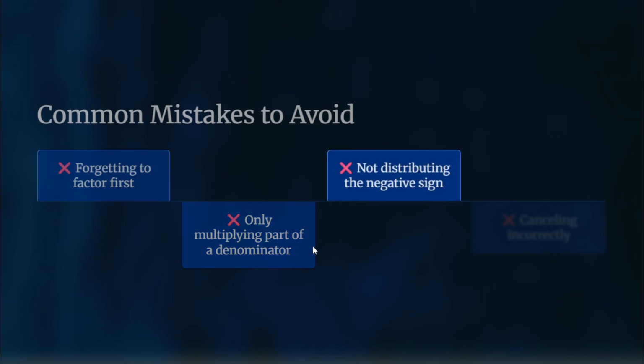A next common mistake is not distributing the negative sign. When subtracting, distribute the negative to all terms in the numerator. And then canceling incorrectly. Only cancel common factors, never individual terms.